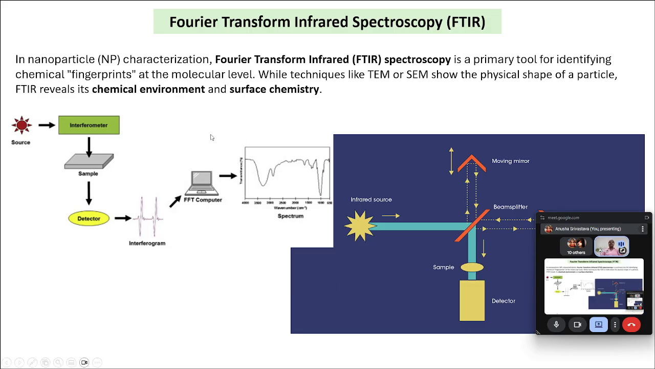Okay, so the next one is Fourier transform infrared spectroscopy. In nanoparticle characterization, FTIR, Fourier transform infrared spectroscopy, is a primary tool for identifying chemical fingerprints at the molecular level. While techniques like TEM or SEM show the physical shape of a particle, FTIR reveals its chemical environment and surface chemistry as well.